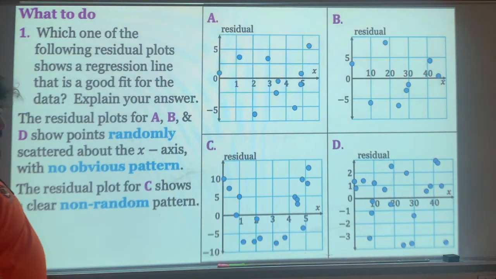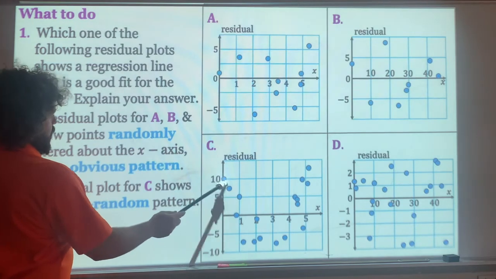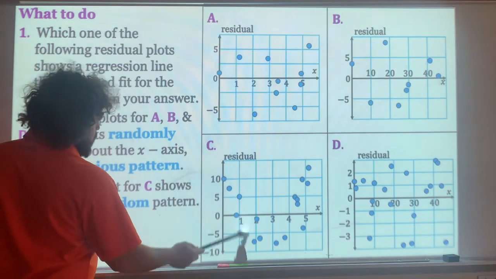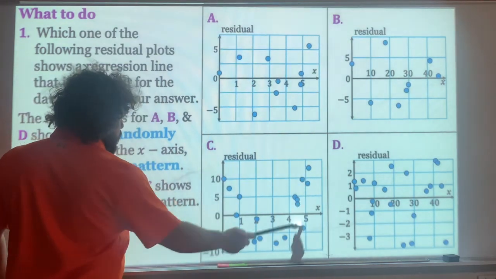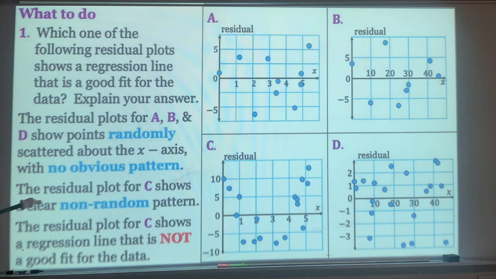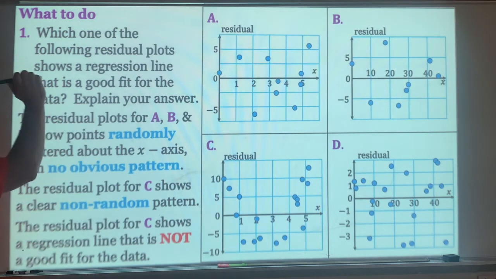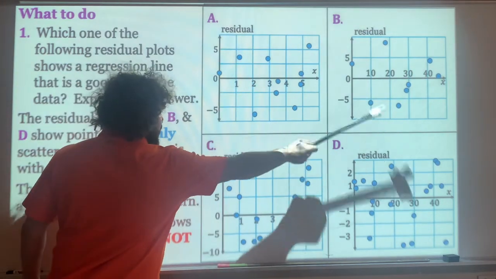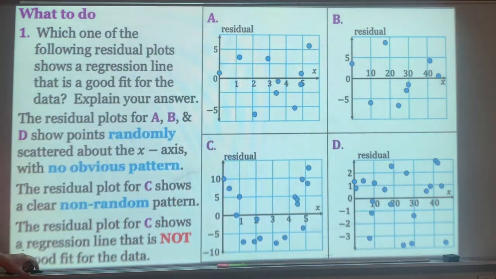The one in C, look at the pattern. Above, above, above, above, all below, above, above. So it's almost like a U. So that's a non-random pattern. There is a pattern there. So the residual plot for C shows a regression line that is not a good fit for the data. The ones that are a good fit are A, B, and D. Okay? You got it?